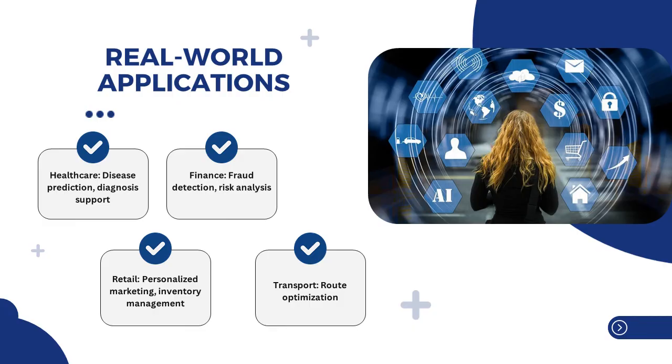In retail, companies leverage customer behavior data to optimize inventory, recommend products, and enhance user experience. Transport and logistics firms use data-driven insights for route optimization, reducing fuel costs, and improving delivery efficiency. Even in agriculture, data science supports precision farming, analyzing soil, weather, and crop data to increase yield. These real-world applications demonstrate the versatility of data science across sectors.